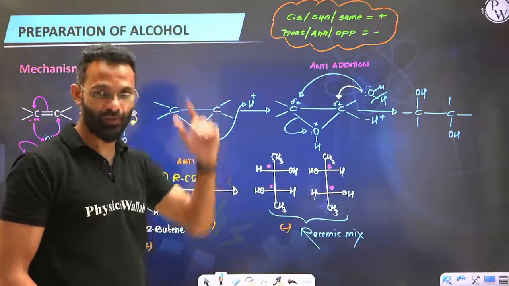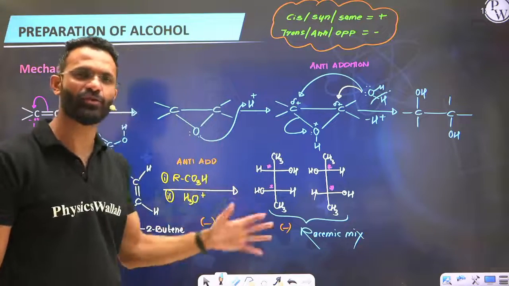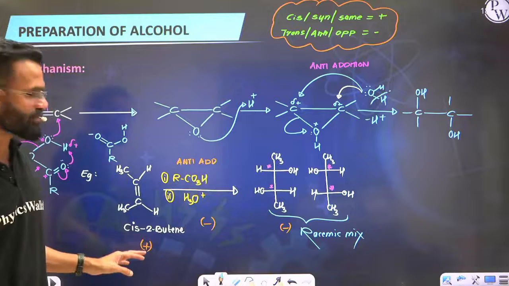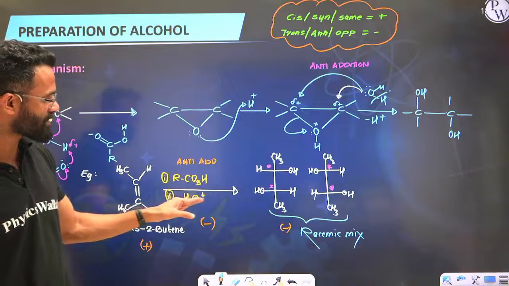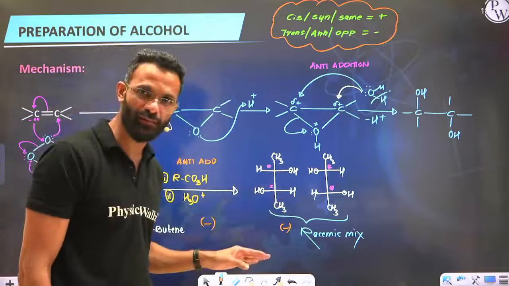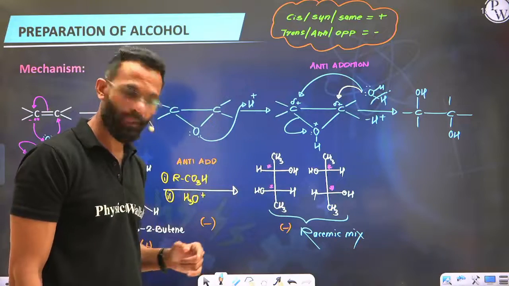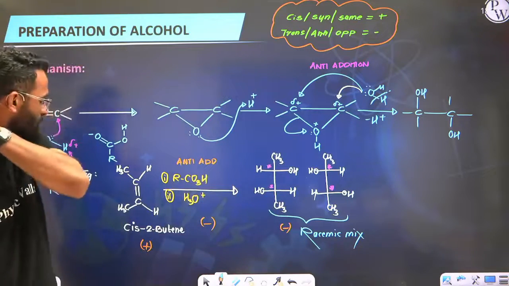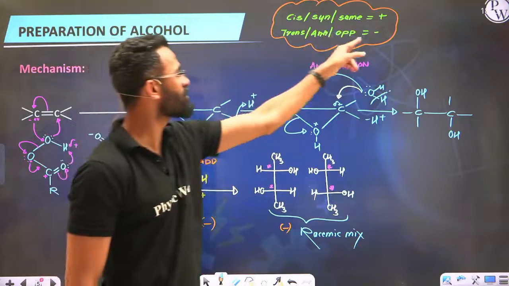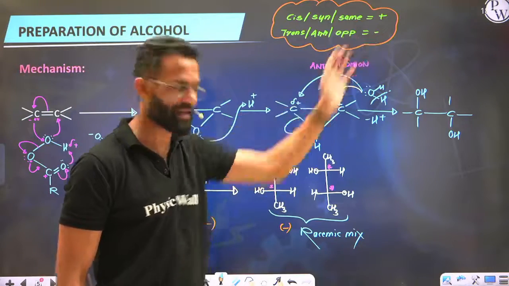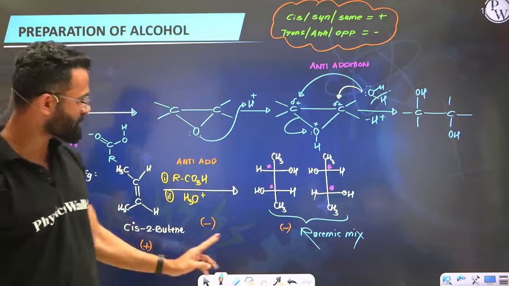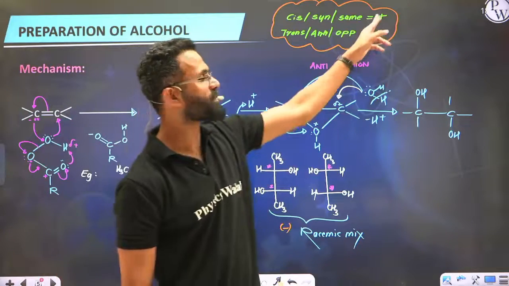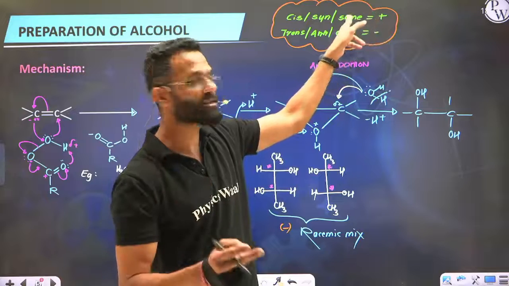So now think that way. Suppose I give you another example, let's try to do it verbally. If you take trans 2-butene, carry out peroxy acid epoxidation followed by acid hydrolysis to give you a diol. What is that product going to be? Let's apply the trick. Trans means we use a minus here, and anti-addition is again minus, so the product is going to be plus.